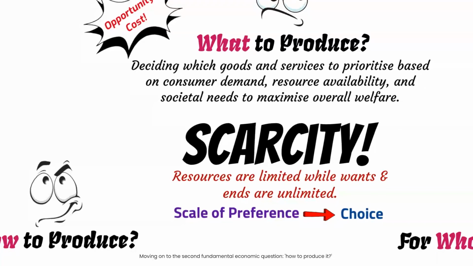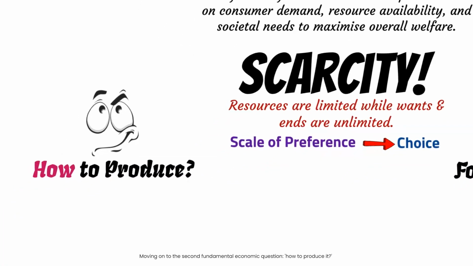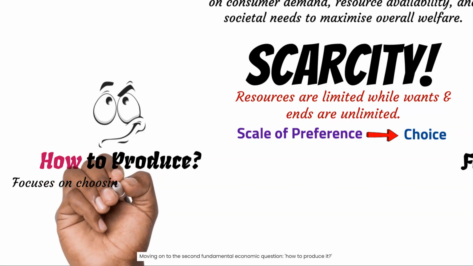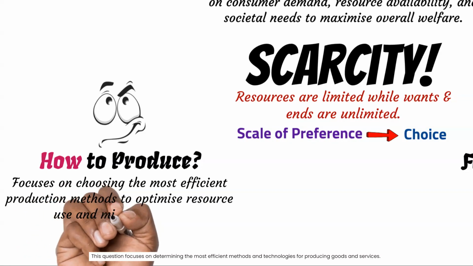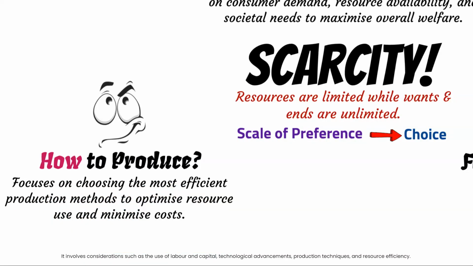Moving on to the second fundamental economic question: how to produce it. This question focuses on determining the most efficient methods and technologies for producing goods and services. It involves considerations such as the use of labor and capital, technological advancements, production techniques, and resource efficiency. The goal here is to minimize costs while maximizing output, ensuring that resources are used optimally to achieve economic efficiency and sustainability. Addressing how goods and services are produced allows economies to enhance productivity, improve competitiveness, and effectively meet evolving consumer demands.